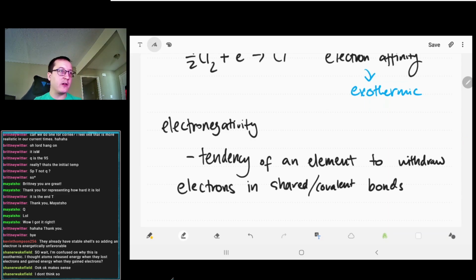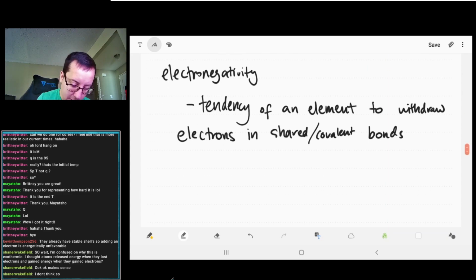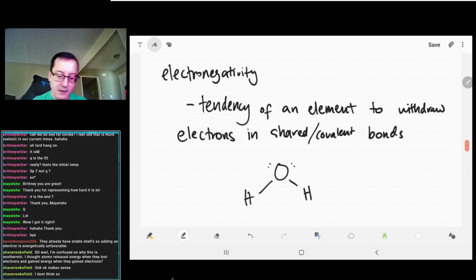So technically we're going to learn this maybe later today, maybe tomorrow. We're going to talk about covalent molecules. But since we are talking about trends here, it kind of makes sense to talk about it. Certain elements will tend to kind of withdraw electrons when they are covalently bonded together. We're going to learn how to draw these either again today or tomorrow. But this is what a water molecule looks like.